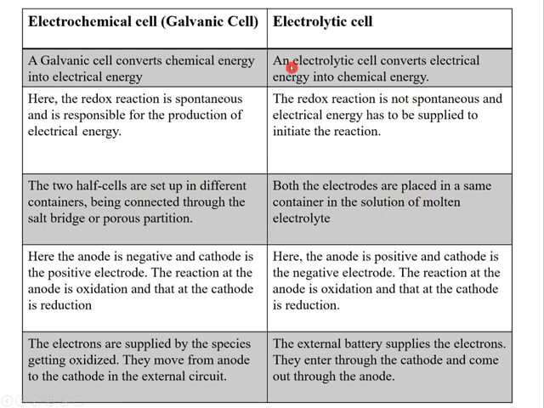That's for the electrolytic cell. Then over here, the anode is negative and the cathode is positive. The reaction at the anode is oxidation and at the cathode is reduction. So it's the same thing. The only difference is that the anode here is positive and the cathode here is negative. The reaction at the anode is oxidation, so the same applies in all cases: it's oxidation. And the reaction at the cathode is reduction. So it's the same thing.